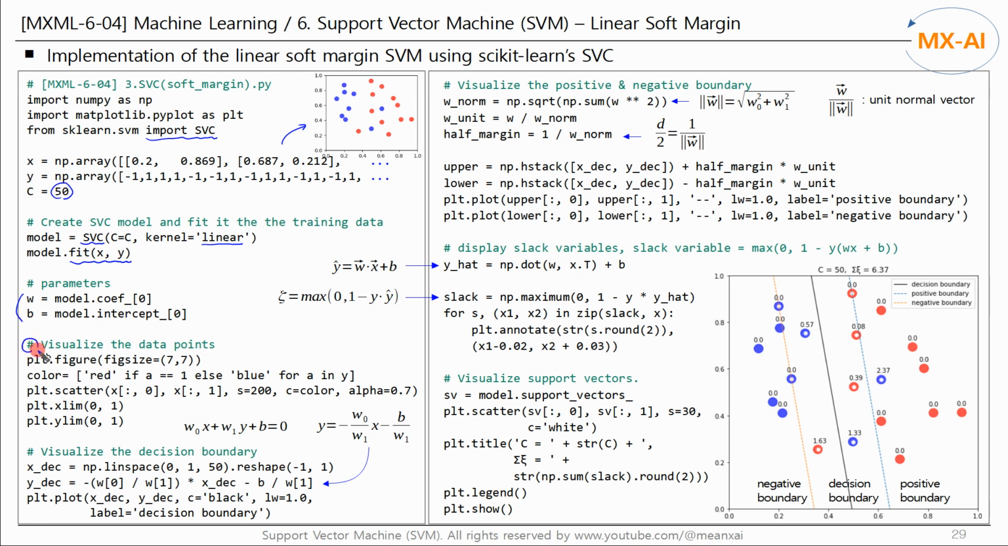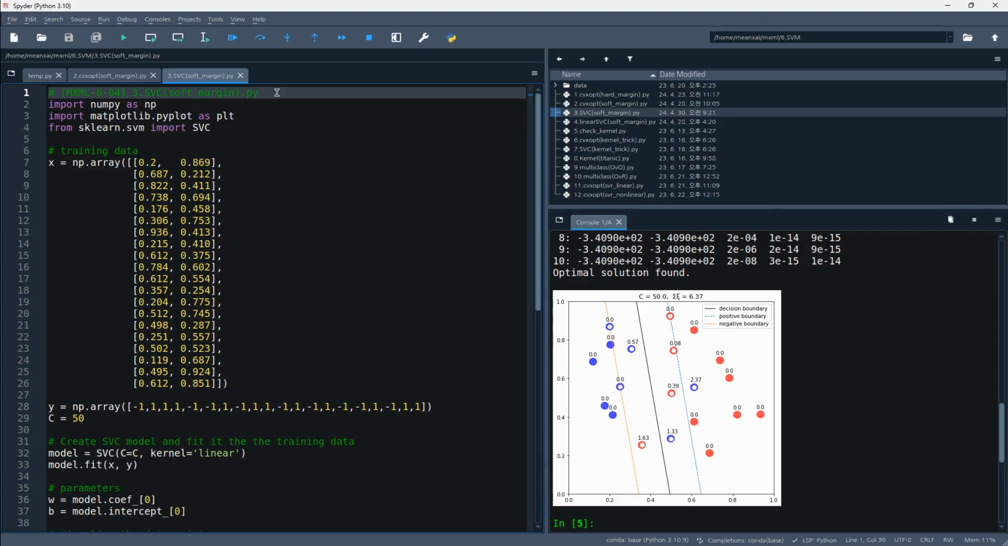Visualize the data points the same as the previous code. And visualize the decision boundary and the positive and negative boundaries. Then, find the slack variables and support vectors. The support vectors are contained in this variable of the SVC class. Finally, we visualize the slack variables and support vectors. The results are the same as using CVXOPT. Let's run this code. The results are as follows.